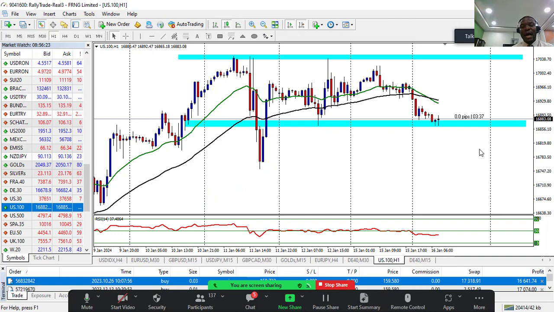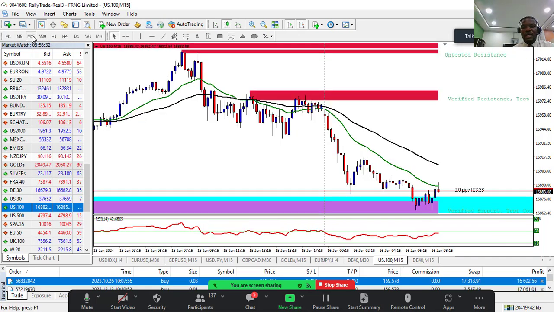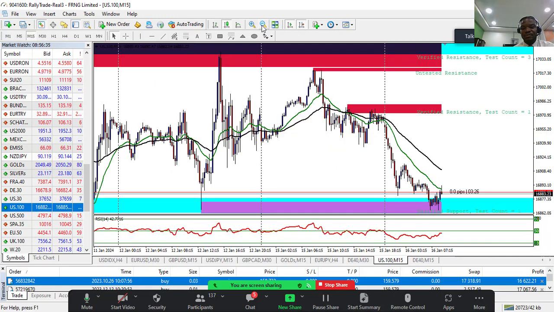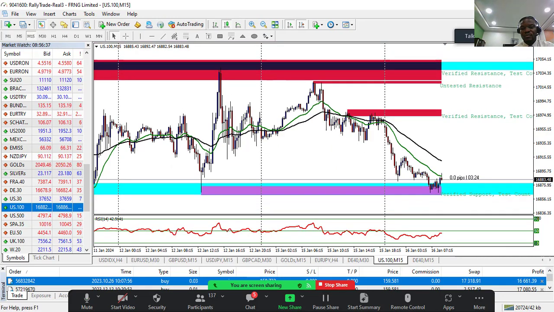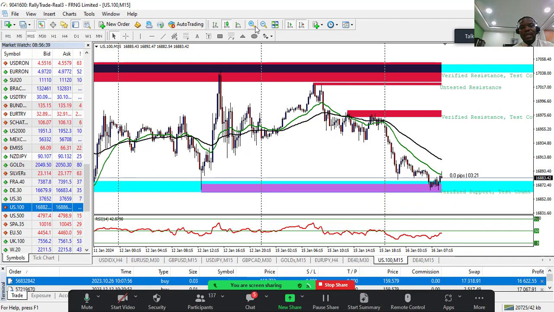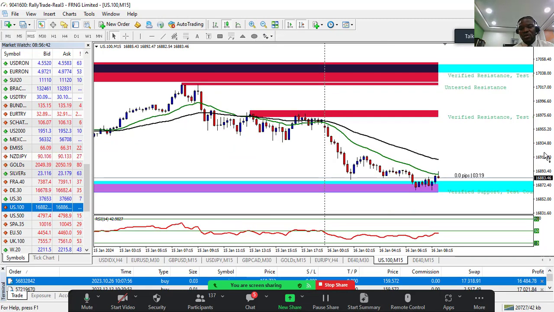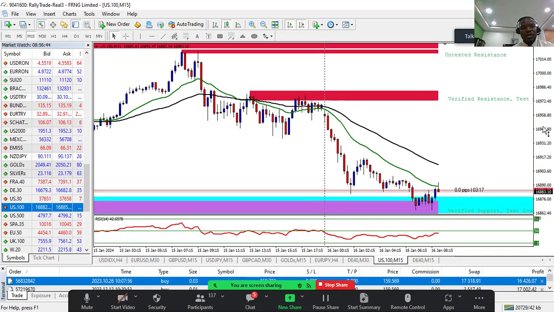Having done that, this is the H1 time frame. Let me go up to the 15 minutes time frame so that I can give you some entry there. I still like to be bearish on US 100, but I'll just look for areas that I can start from. So this is one area because there is a gap there. This is one area.